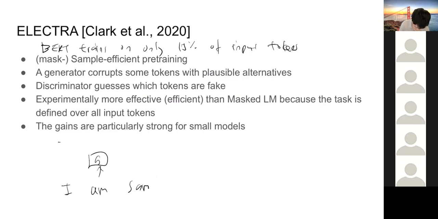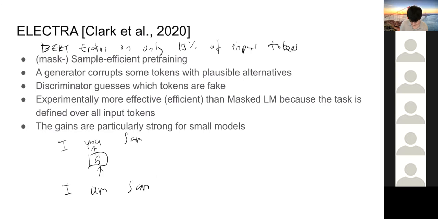Suppose that you want to swap "am". If the generator is not good enough, then maybe you will have something syntactically wrong, like "I you Sam". This is clearly a syntactically wrong sentence. There's a discriminator attached to the output of the generator that tries to classify which word is wrong. Or to be more exact, which word has been generated by the generator and not in the original input. In this case, the discriminator will easily know that "you" was wrong, because you cannot have "I" and "you" back to back in a coherent sentence.